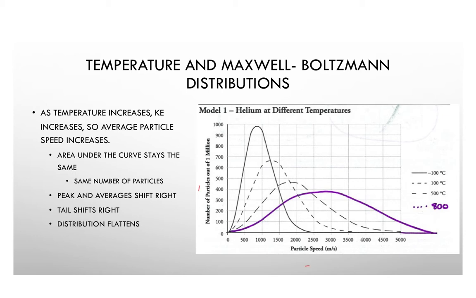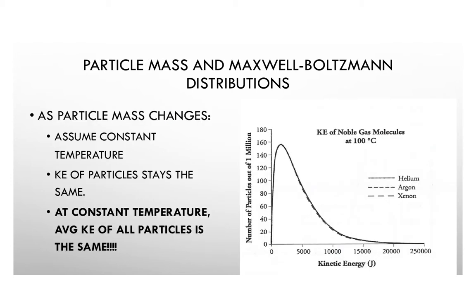We can also graph this in terms of speed. Since as temperature increases the kinetic energy increases, that also means the average particle speed increases. So the area under the curve still stays the same. Peak and averages shift right, the tail shifts right, and the distribution flattens. The only thing slightly different is that it's not as right skewed as the energy distribution. That's our understanding of how the distribution shifts based on temperature.